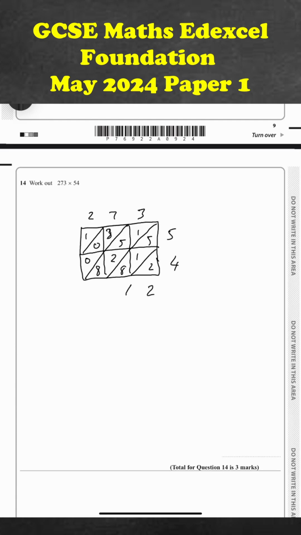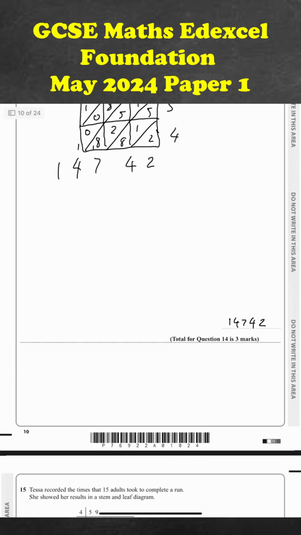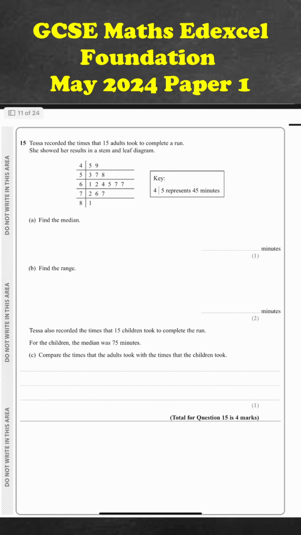5, 6, 4, carry the 1 here. 9, 11, 16, 7, carry the 1 here. 4, and then another 1. So our answer is 1, 4, 7, 4, 2. Many ways you can do that multiplication. I just find Napier's bones the quickest and the cleanest for that sort of thing.